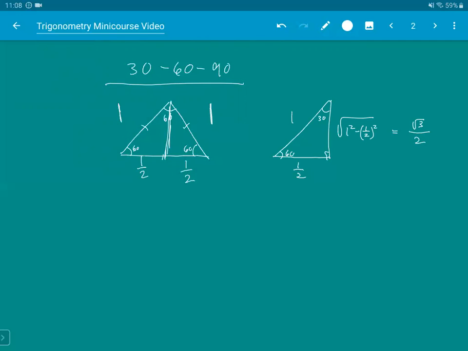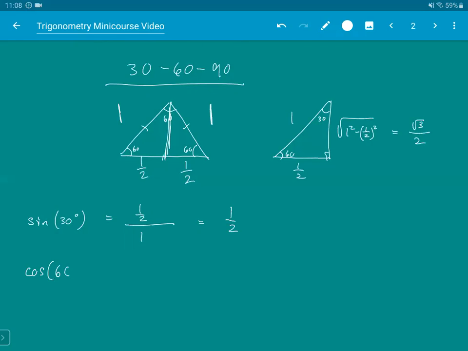So now you can answer questions about this. For example, what is sine of 30 degrees? Well, if we look at our triangle, 30 degrees is over here. And now opposite over hypotenuse, that's 1/2 over 1, which equals 1/2. I can also look at cosine of 60 degrees, for example, and that would be 1/2 over 1.